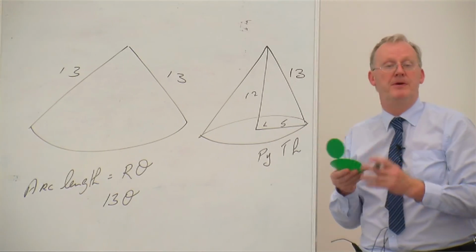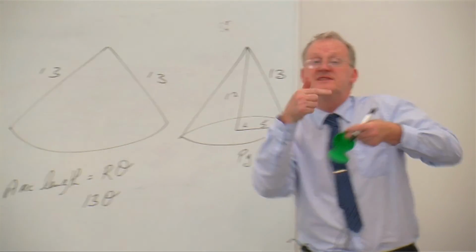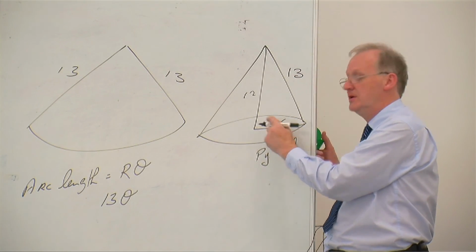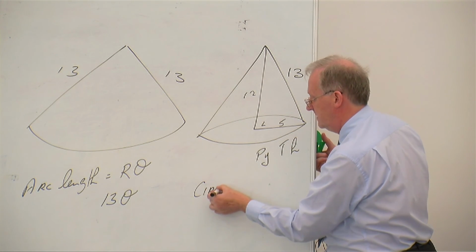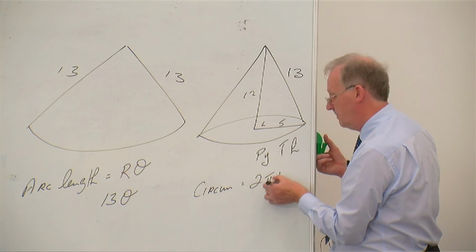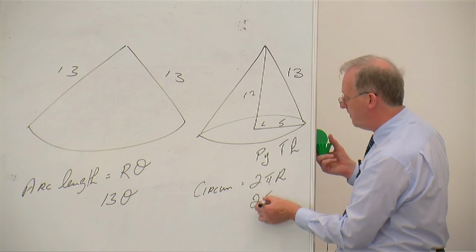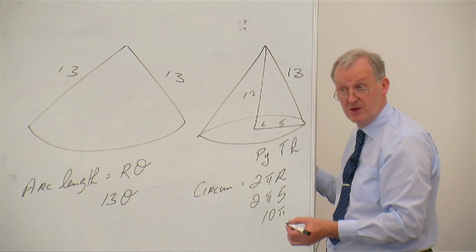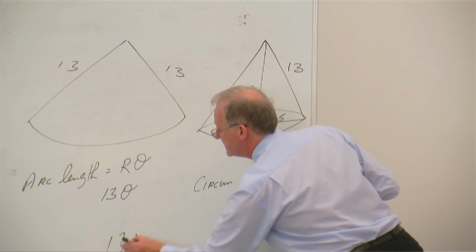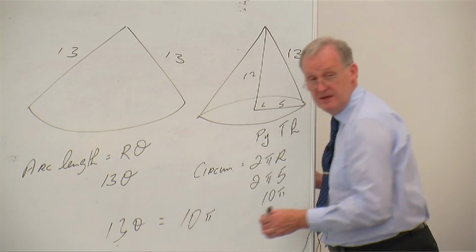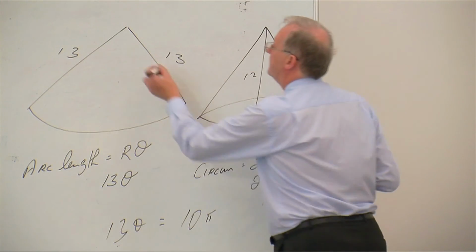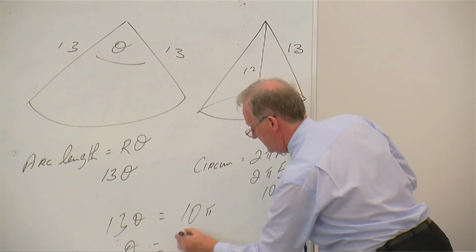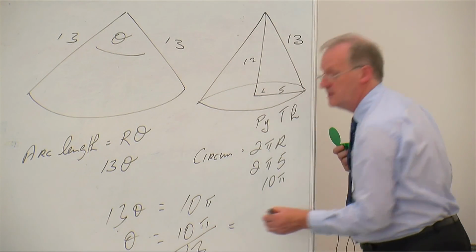But what makes that up? The circumference of the hat, which is the circumference here, which is 2 pi r, which is 2 pi 5, which is 10 pi. So 13 theta has to be equal to 10 pi. So theta, the angle in the net, is 10 pi over 13.